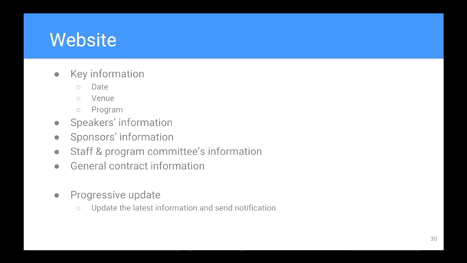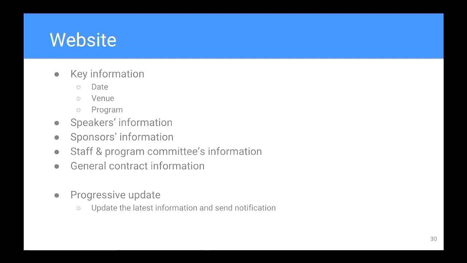All right, so the website. One thing I would say is you need to put lots of information on the website, but you don't have to put it all at once. Do progressive updates and announce whatever you get immediately to let people have the latest information. That's the most important thing.